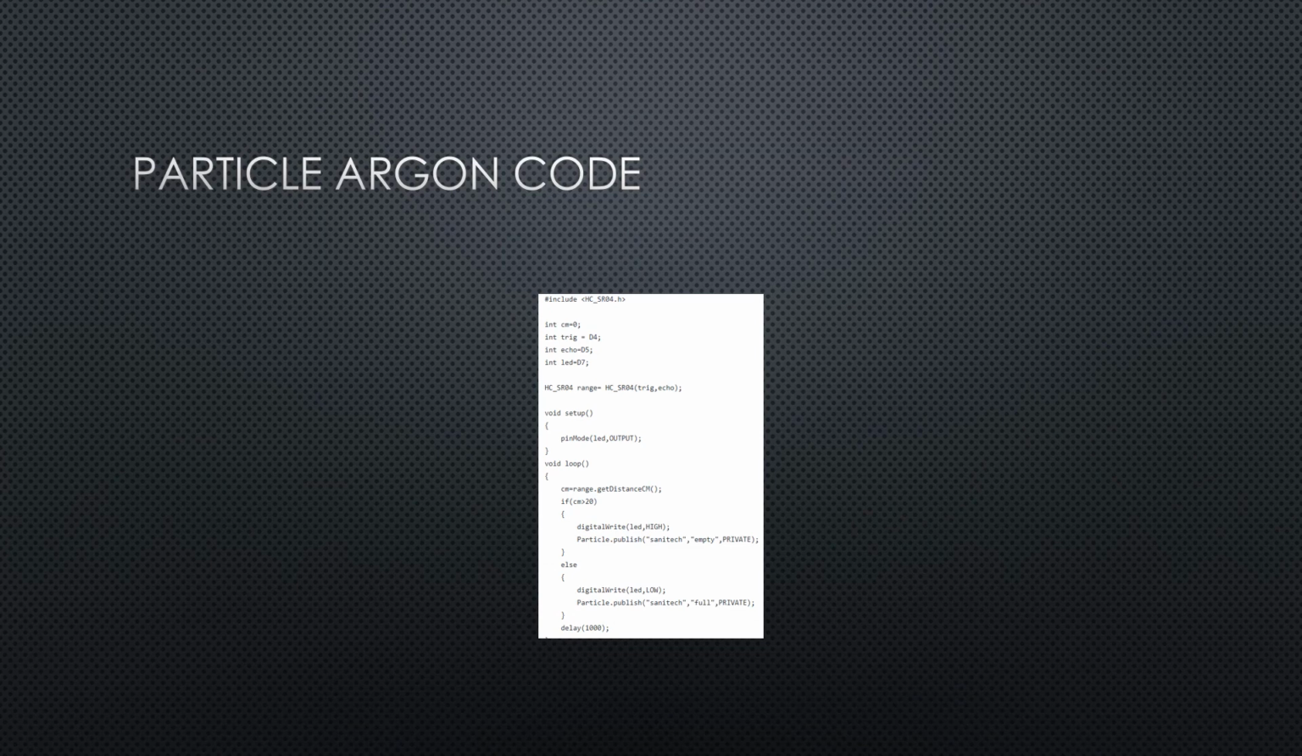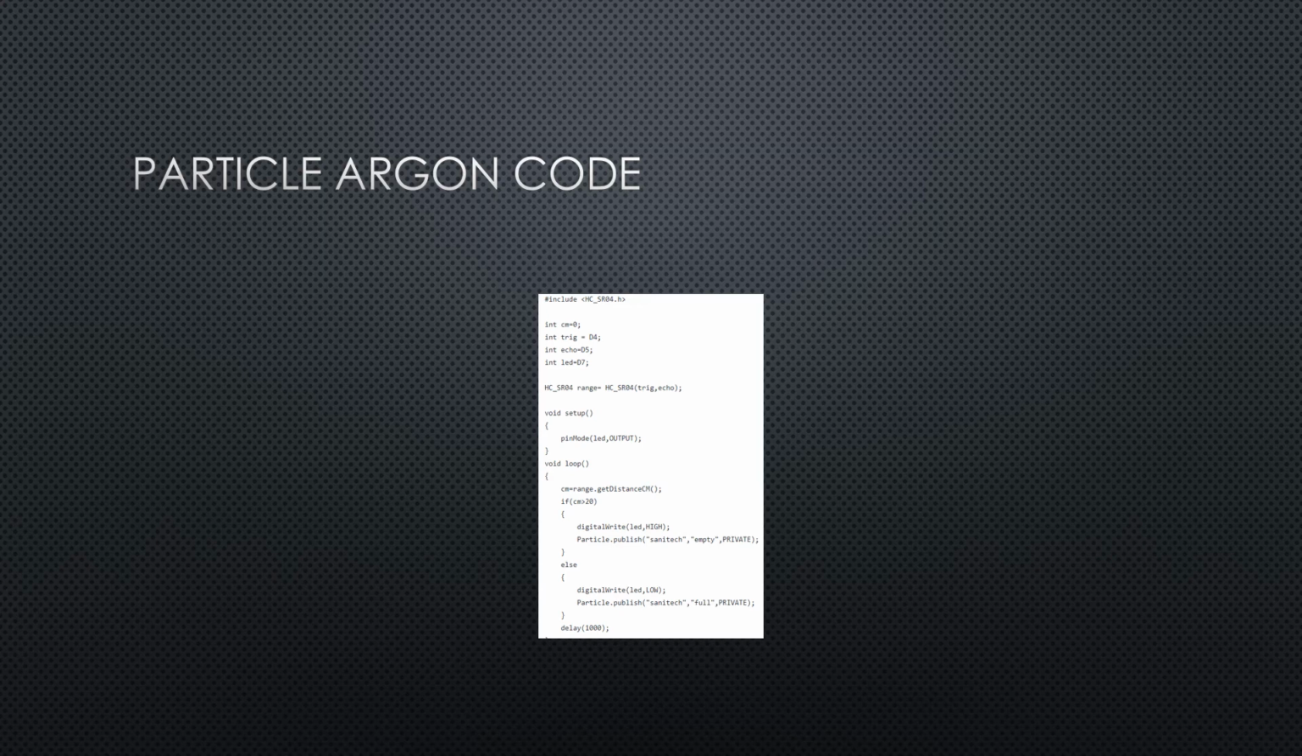Finally, I'm going to talk about the Particle Argon code. The first thing I have done is include the HC-SR04 library, which is basically the library that helps the Particle device run the ultrasonic distance sensor. And then I have declared some variables which are plugged into the ultrasonic sensor. And then I have declared a range which will be calculated on the basis of trigger and echo that is sensed from the sensor.